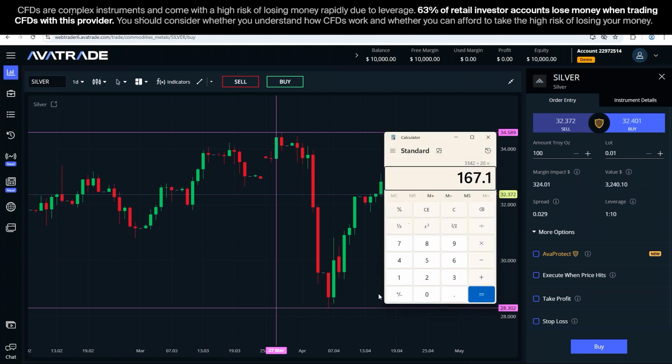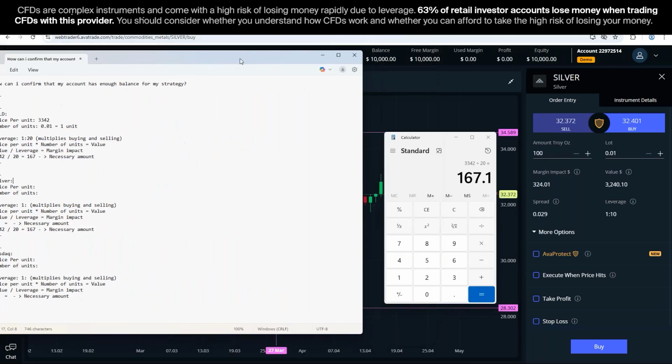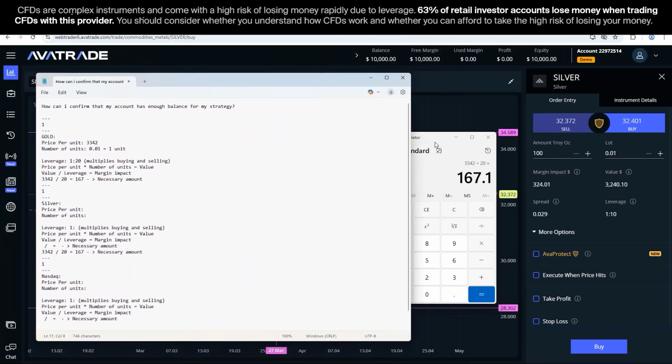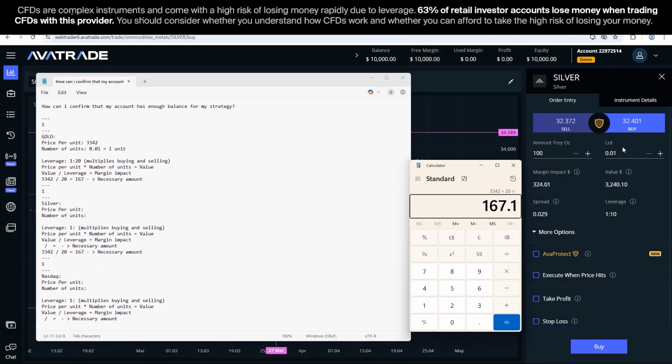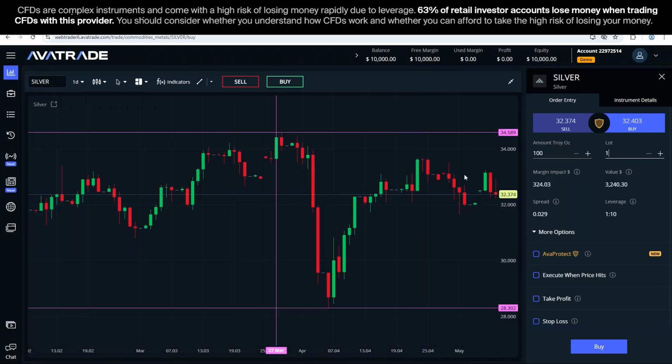Let's work with the numbers we've got here. So the value per ounce for silver is $32. So we're going to write here price per unit is $32. Number of units is 100. How so? Because the same exact exercise, if we place here 1 and 1 is 100%, that means that this is 10,000. So 10% of that is 1,000, and 10% of that is just 100. So 0.01 stands for 100.